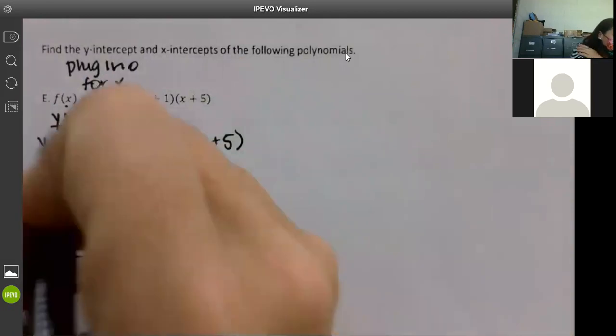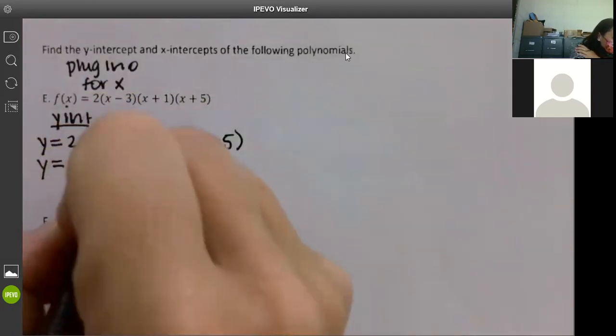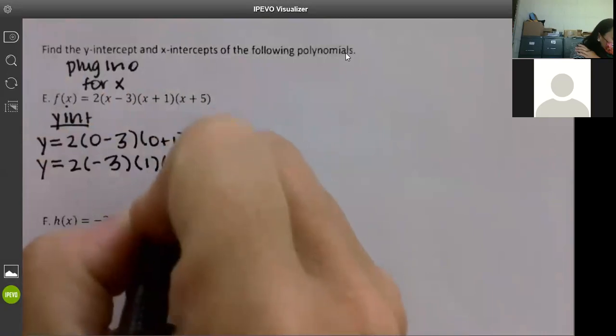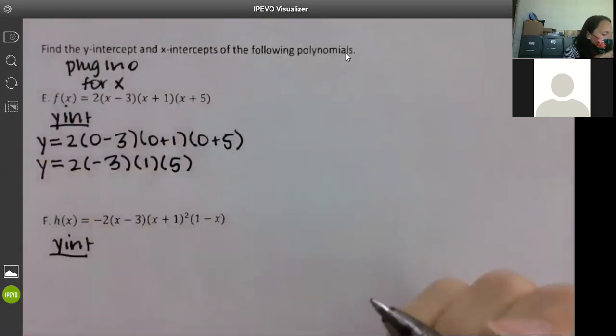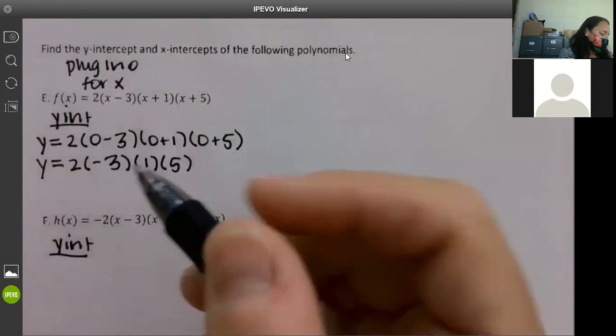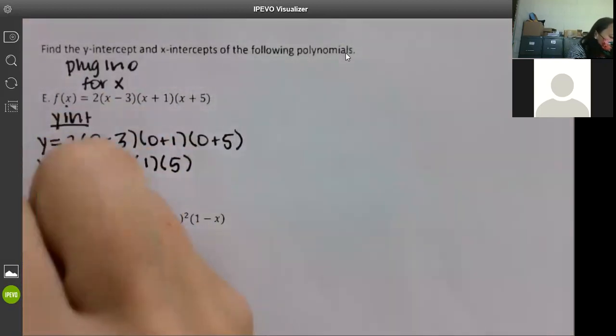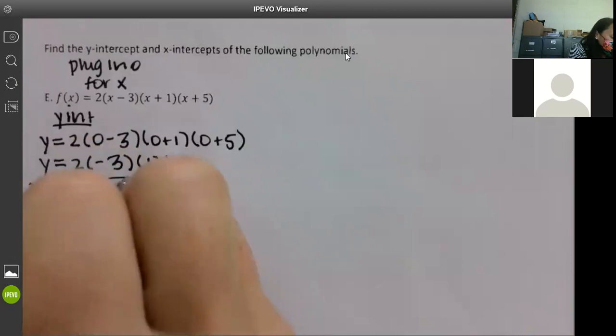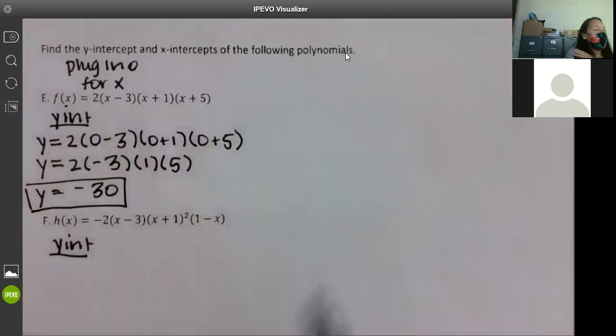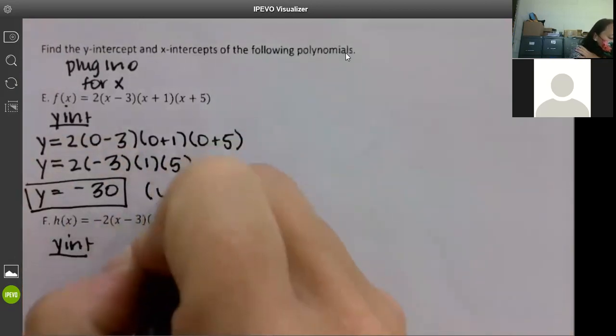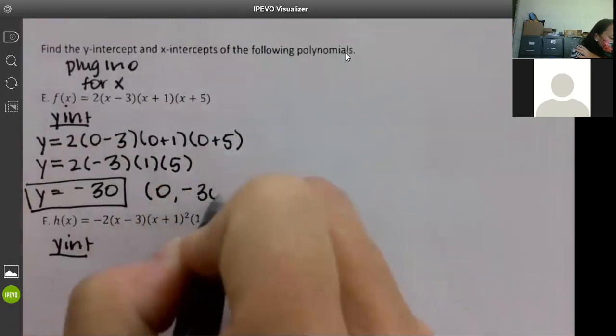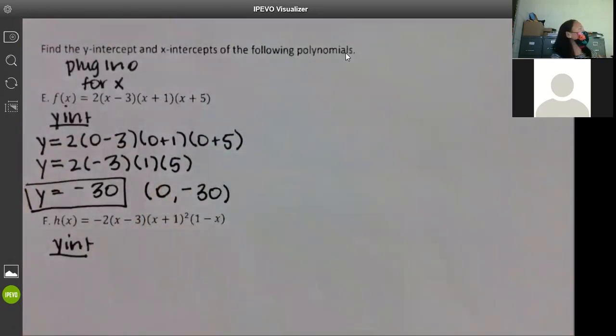It's real easy. 2 times -3 times 1 times 5. -30. So your y-intercept is at -30. If they ask you to write it as a coordinate, you plugged in 0 for x, and you got -30. Okay, so you can show me either one, it's fine, but if you get a quiz where it has the coordinates, you know how to write them. Okay, I plugged in 0 for x, and I got -30 for y.